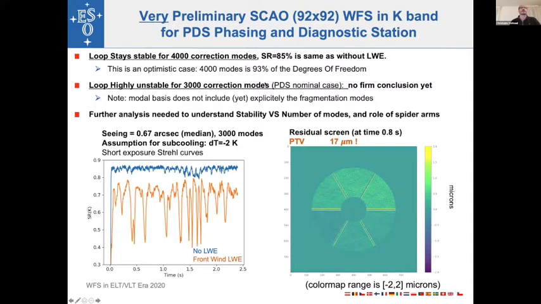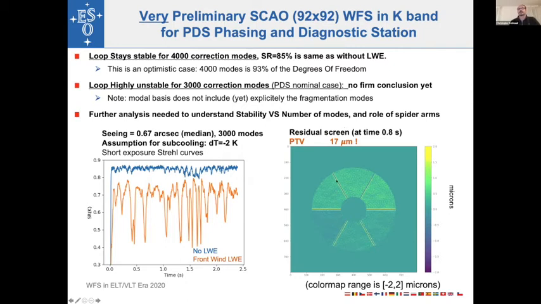I have some idea of why it fails, but I think it's interesting to see what issues the low wind effect can trigger in an AO loop. Here at right, there is a representation of one residual screen at one given time, at iteration 0.8, which is here somewhere.